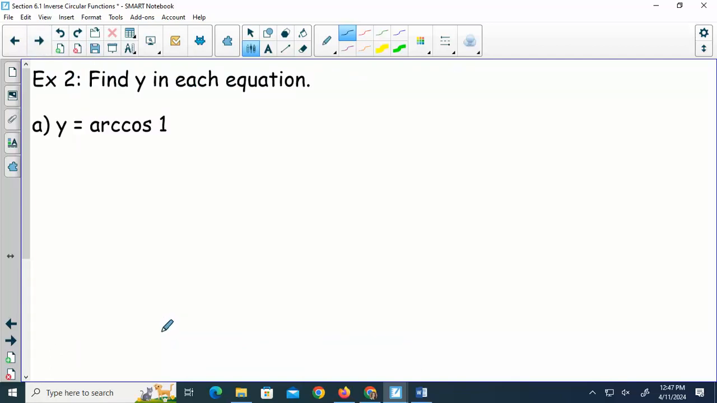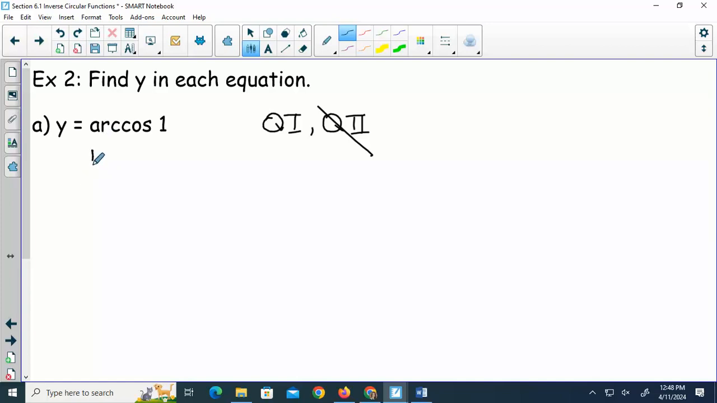Let's try some. If I tell you, find y, where y equals arc cosine of 1. As soon as you see a problem with arc cosine or cosine inverse, it means the same thing. I want you to write down what quadrants it can be in. Your options are either 1 and 2 or 1 and 4. You have to have a positive quadrant, which is 1, and a negative quadrant. When is cosine negative? 2. So it can be either a quadrant 1 or a quadrant 2. Are we dealing with a positive or a negative? Positive. So we would have to be in quadrant 1.